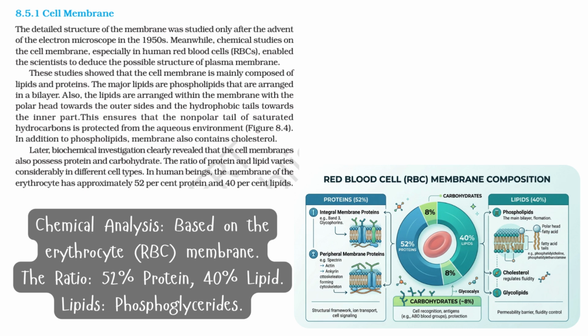Chemical studies on human red blood cells, or erythrocytes, provided the key. NCERT highlights a specific ratio that you must memorize. The human RBC membrane consists of approximately 52% protein and 40% lipids. These lipids are arranged in a bilayer, with polar hydrophilic heads pointing outward and nonpolar hydrophobic tails tucked inside, protecting them from the surrounding water.